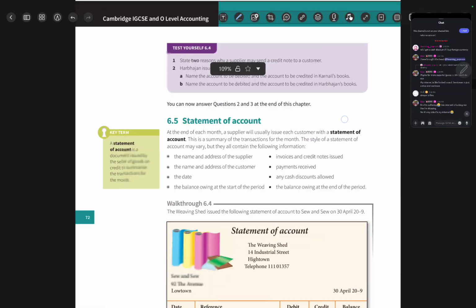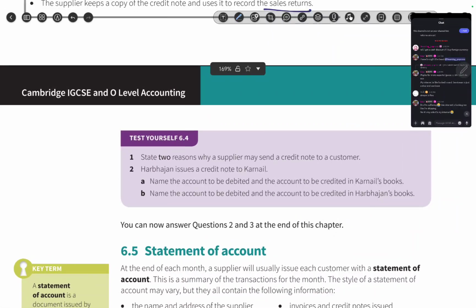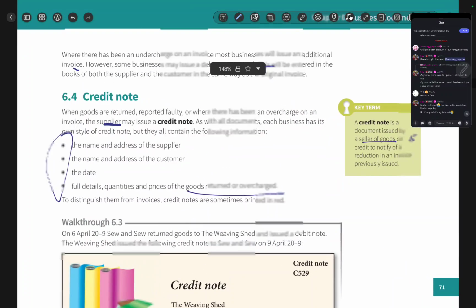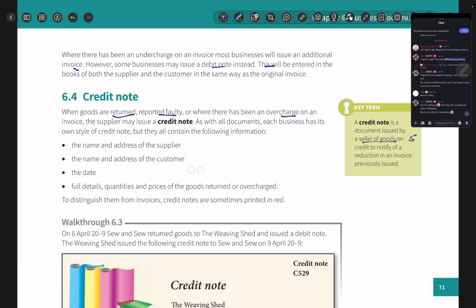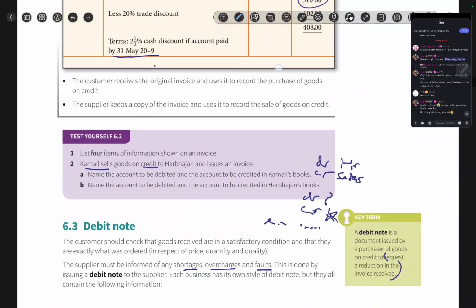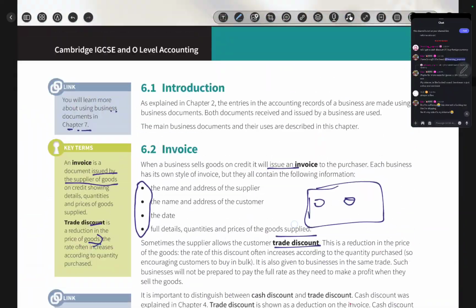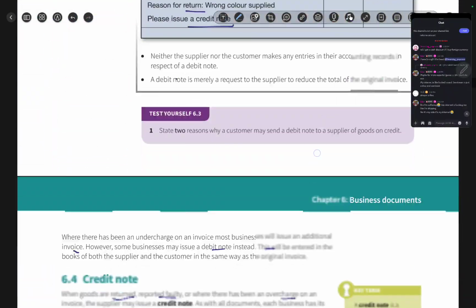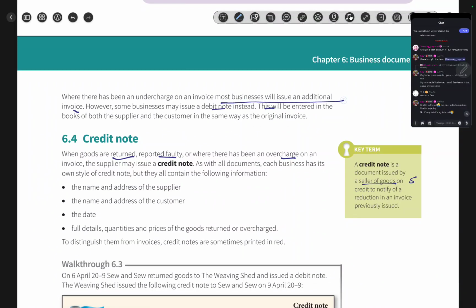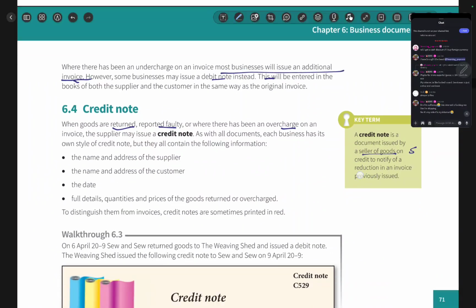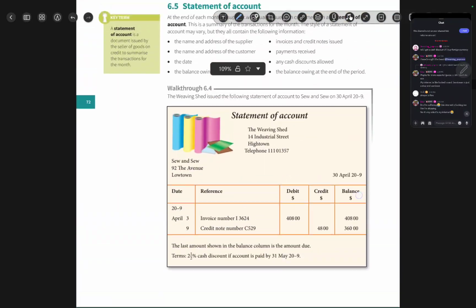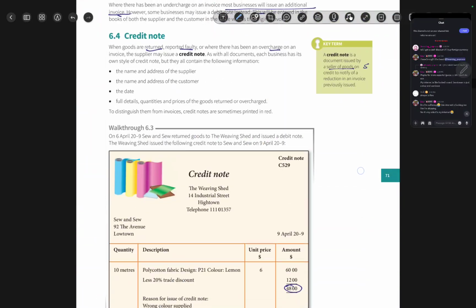Anyways, moving on. Two reasons why a supplier may send a credit note to a customer. A supplier is sending a credit note in return to the debit note, so goods are returned, reported faulty, or there has been an overcharge on an invoice. Not undercharge, sorry. In an undercharge, there can be a debit note issued, but most businesses just issue an additional invoice, according to what we read over here. Some may issue a debit note instead. They don't really ask this stuff in the exam. Anyways, we're done with credit note.